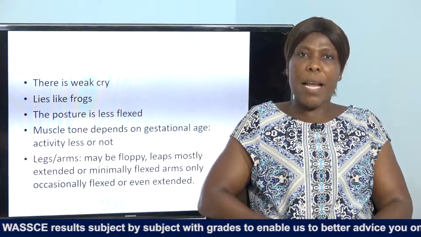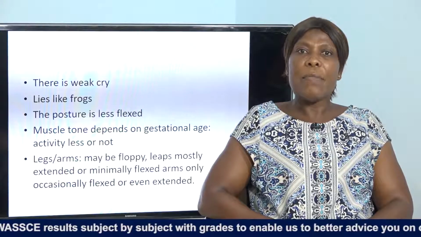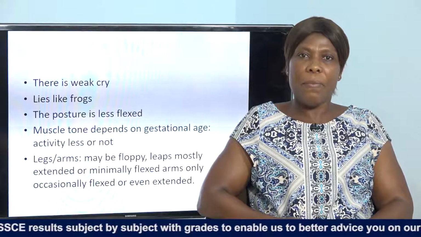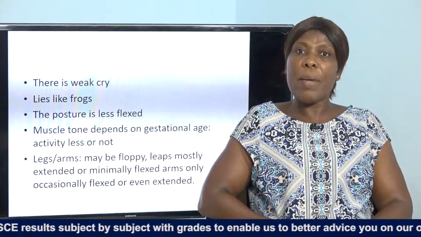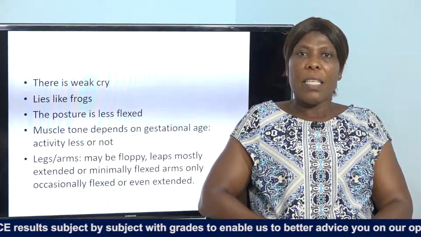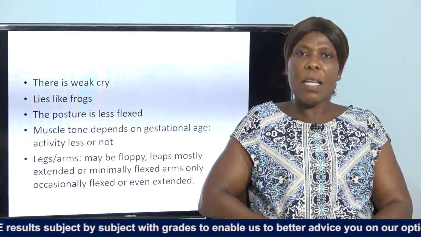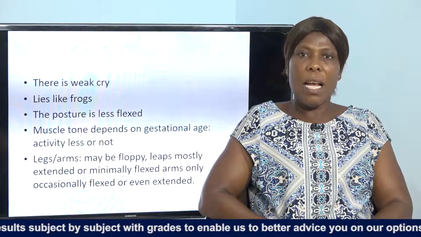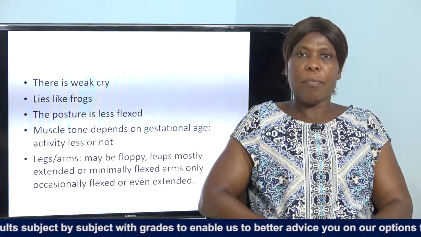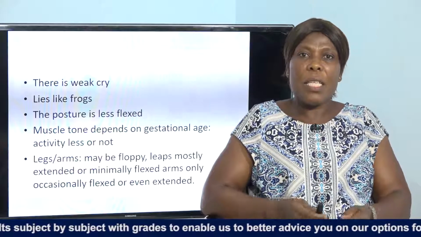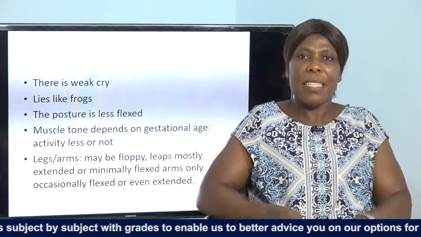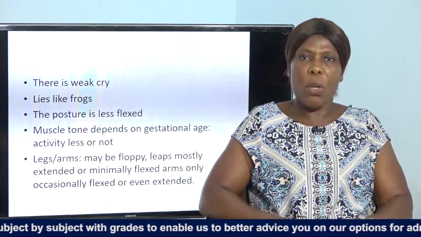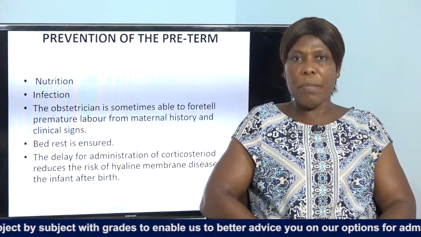There is weak cry. The baby lies very limp like a frog. The posture is less flexed. Muscle tone depends on gestational age. Legs and arms may be flappy, limp, mostly extended, or minimally flexed, arms only occasionally. So most of the time you see them, the legs are extended, and then they go like the posture of a frog.